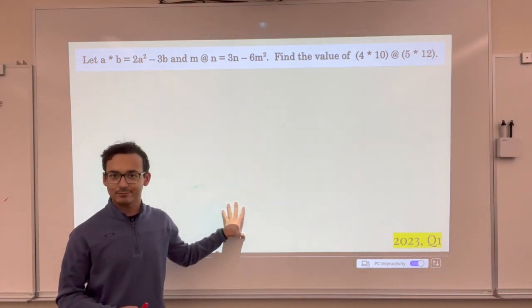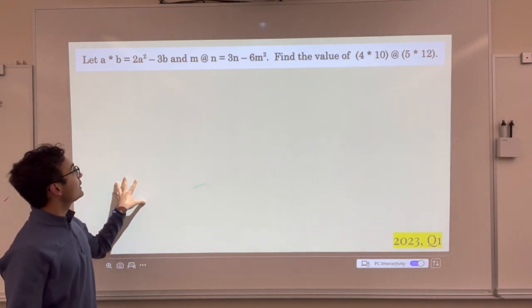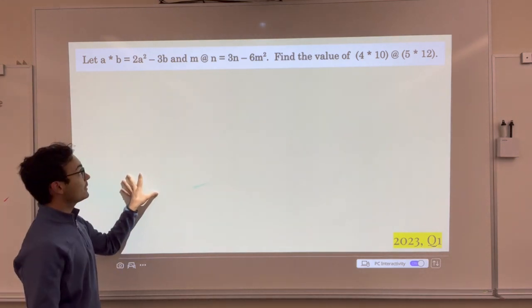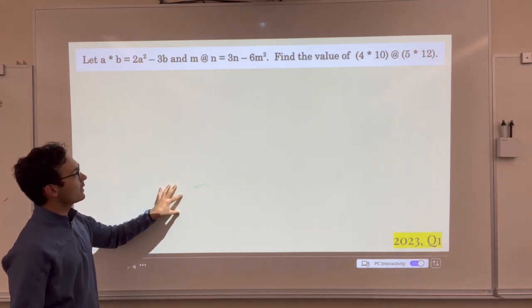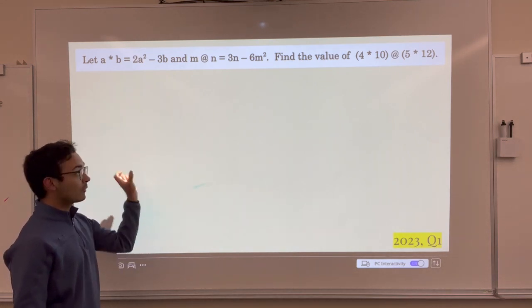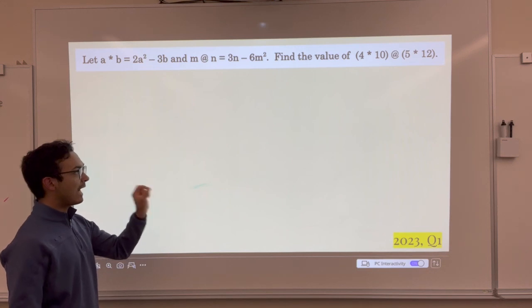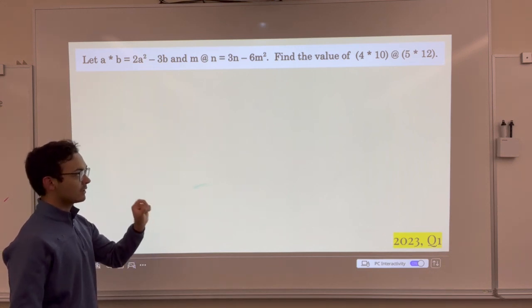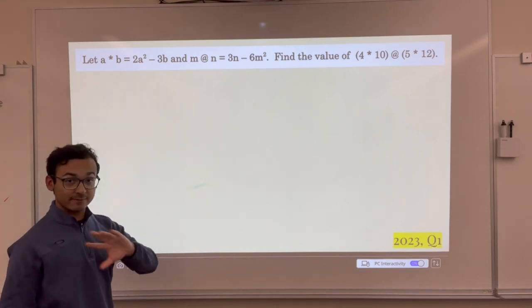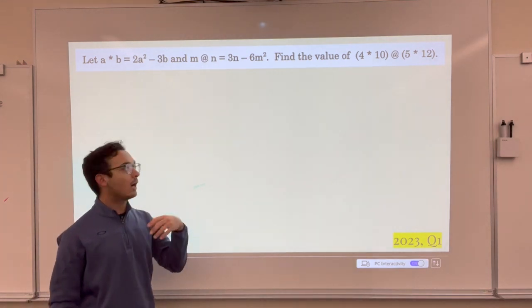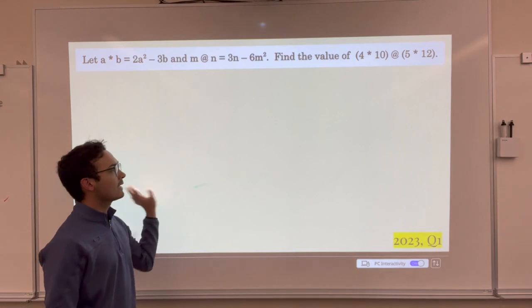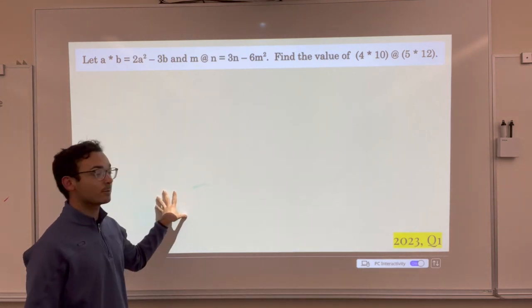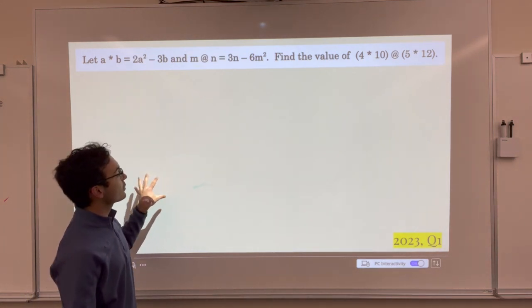So let's get started. So let a star b equal 2a squared minus 3b and m at n equal 3n minus 6m squared. Find the value of parentheses 4 star 10 at parentheses 5 star 12. So even though they're defining different operations, remember that you need to do the parentheses first. And that holds true for arithmetic with star operations. So let's get started with that first.